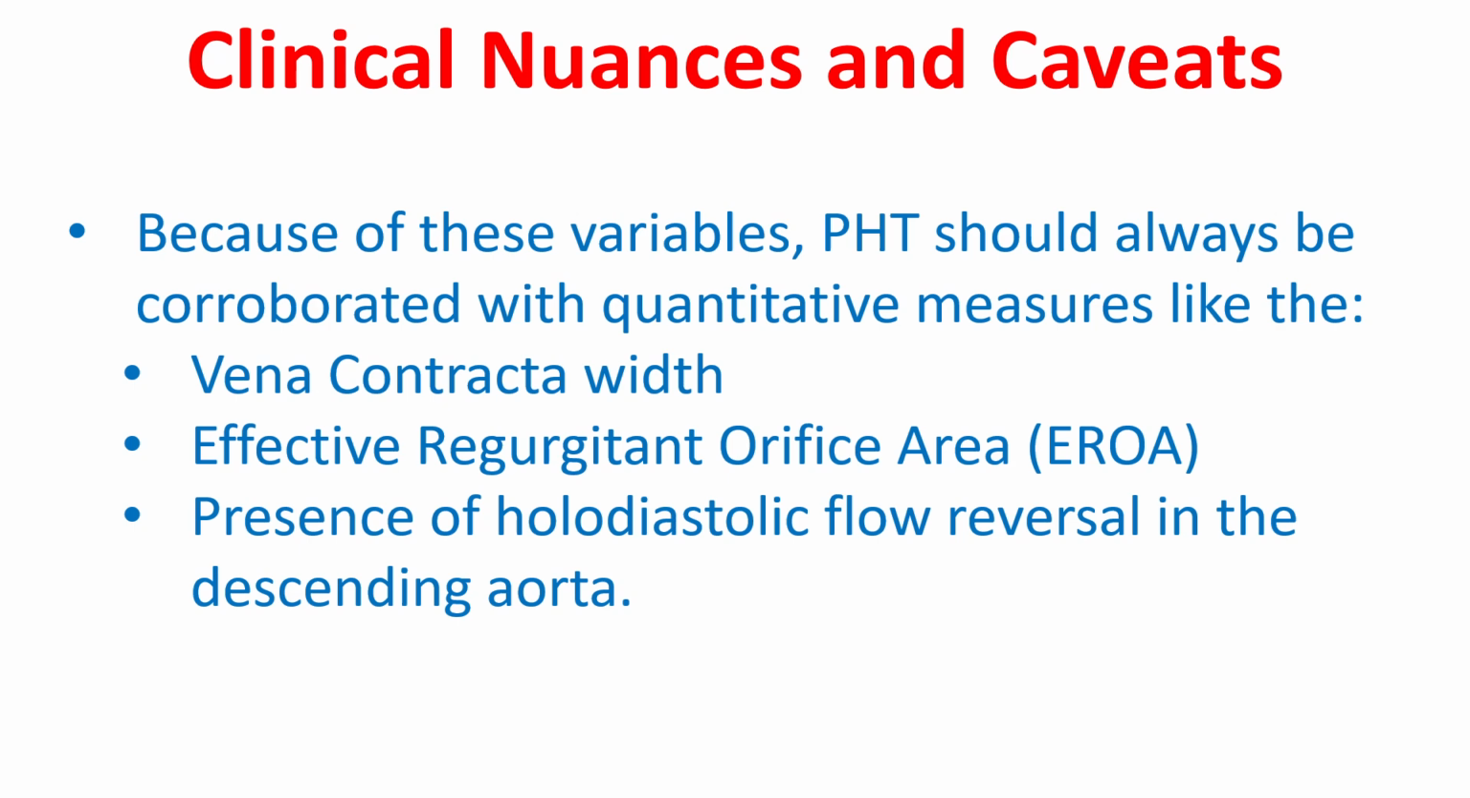Because of these variables, PHT should be corroborated with quantitative measures like vena contracta width, effective regurgitant orifice area, and the presence of holodiastolic flow reversal in the descending aorta.